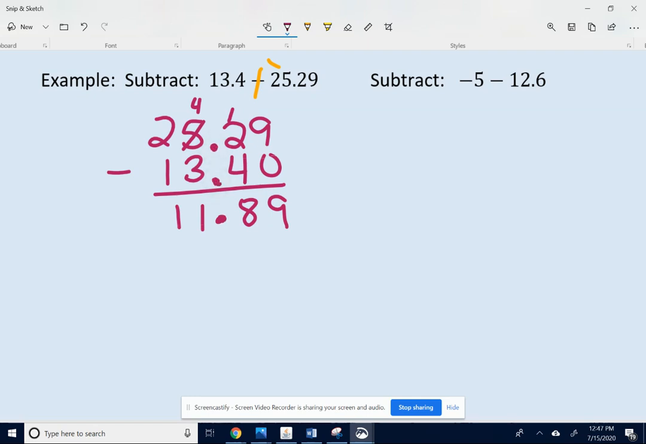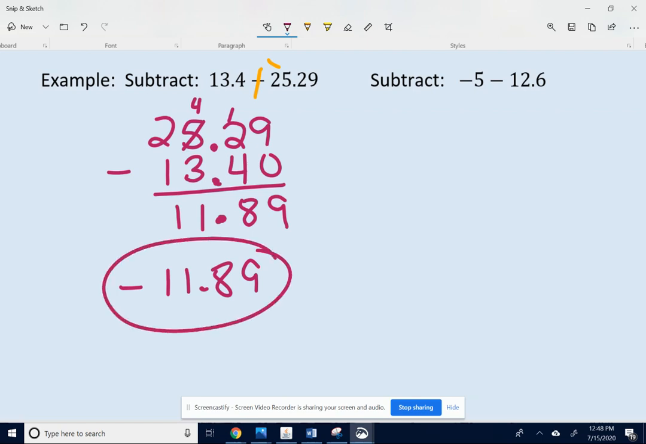We get 11.89. So we knew to subtract, but we need to keep the sign of the larger number, the number that's larger in absolute value. The 25.29 is the larger number, and it's negative. So the final answer is negative 11.89.